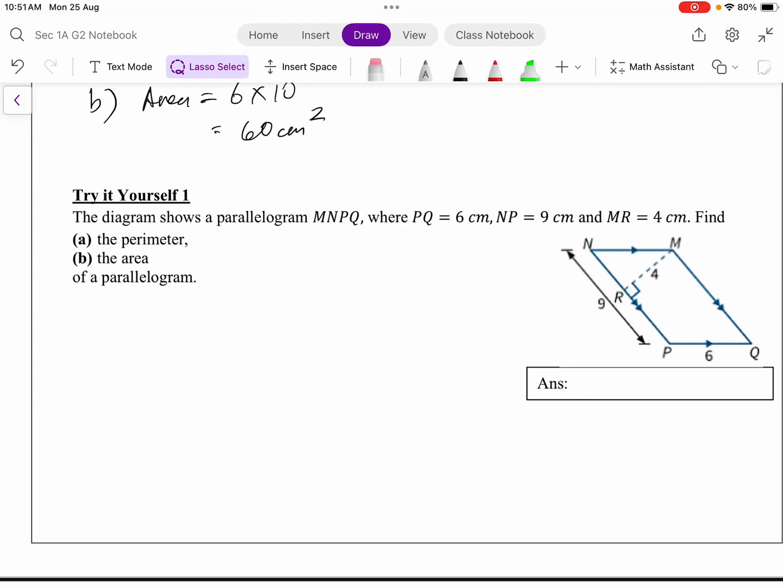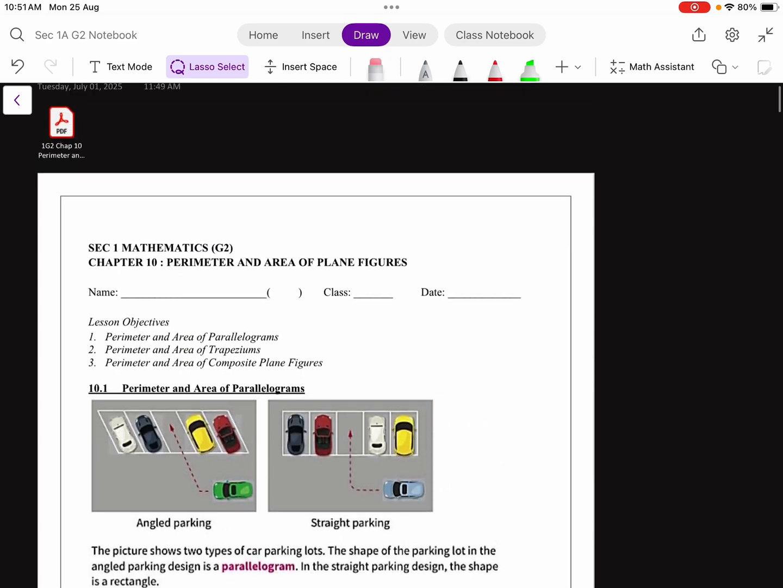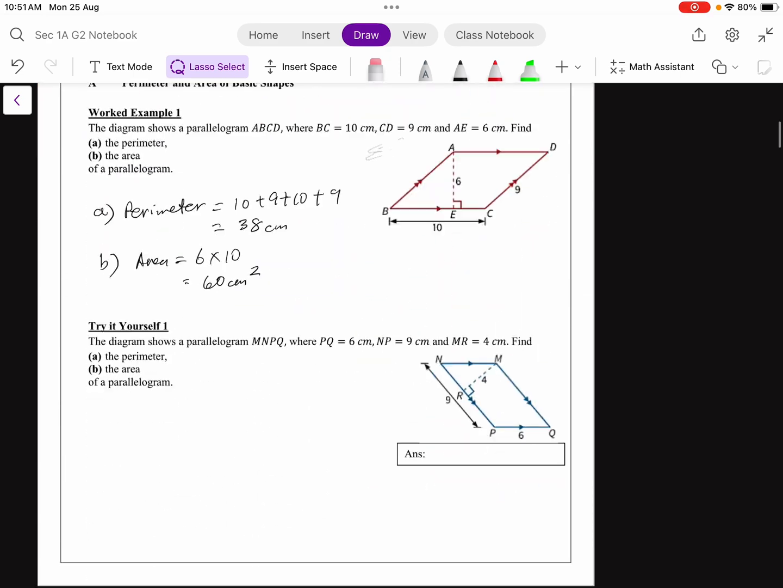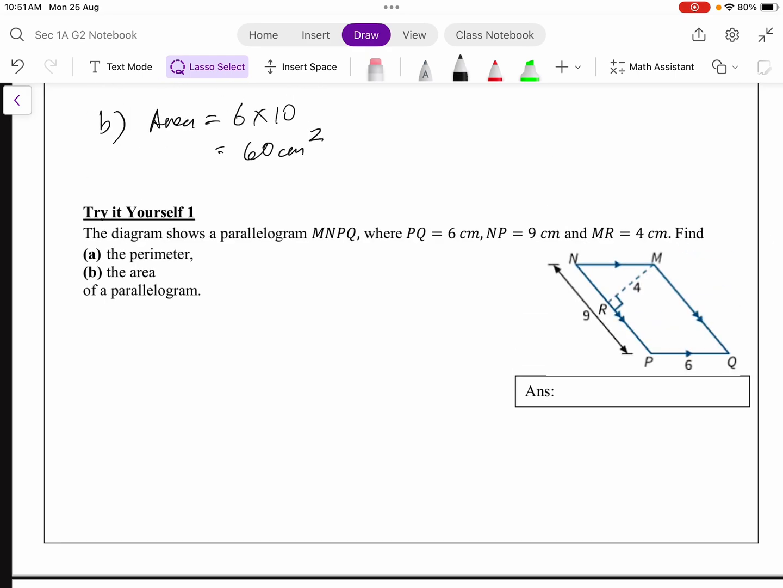Okay, class, so for this chapter 10, it's a simple chapter. I'm going to quickly go through the try yourself questions of those questions that we've already covered. The first one, the diagram shows a parallelogram. So you have your length and this is your side. But this is not the height, not the perpendicular height of the parallelogram.